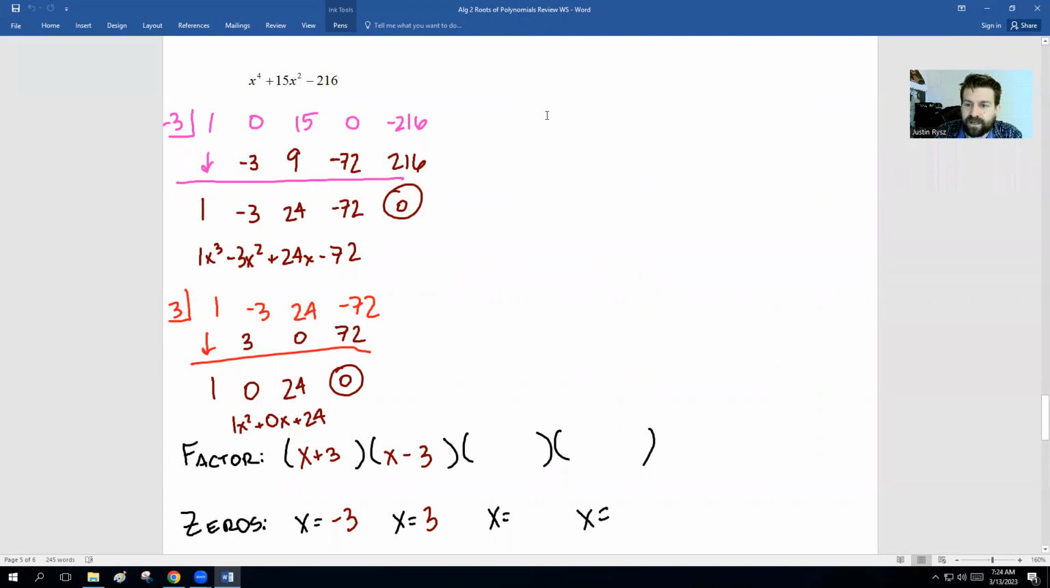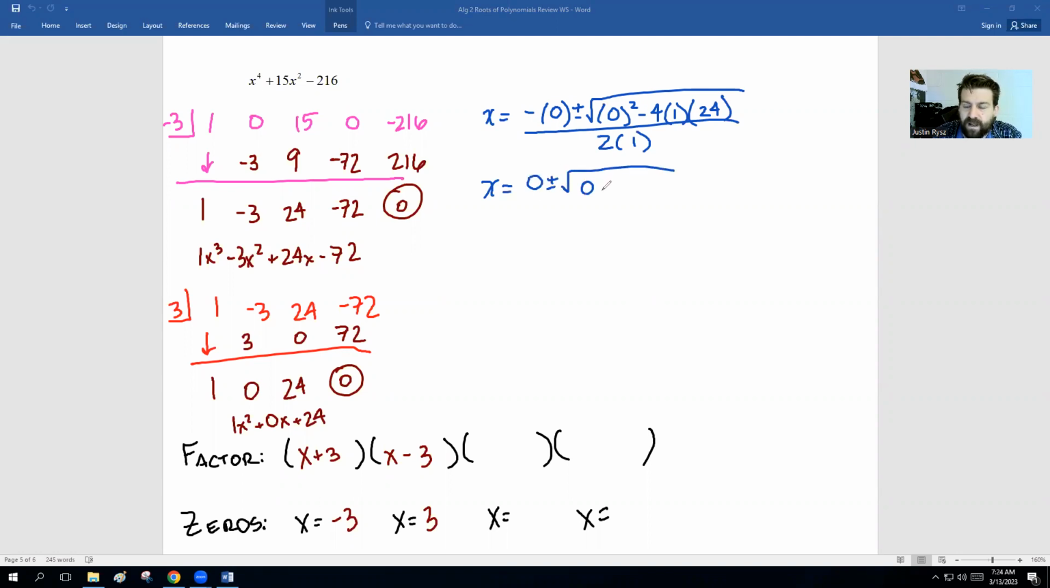Alrighty. So we got to use quadratic formula here to figure out what are the other two factors. So x equals negative b, b is 0, plus or minus the square root of 0 squared minus 4 times a, a is 1 and c is 24, all over 2 times a, a is 1. All right, so we get x equals 0 plus or minus square root of 0 minus 4 times 24. Is that 96? I think it is, but I don't know. Yep, 96. Okay. All right, so we get x equals 0 plus or minus the square root of negative 96 over 2.